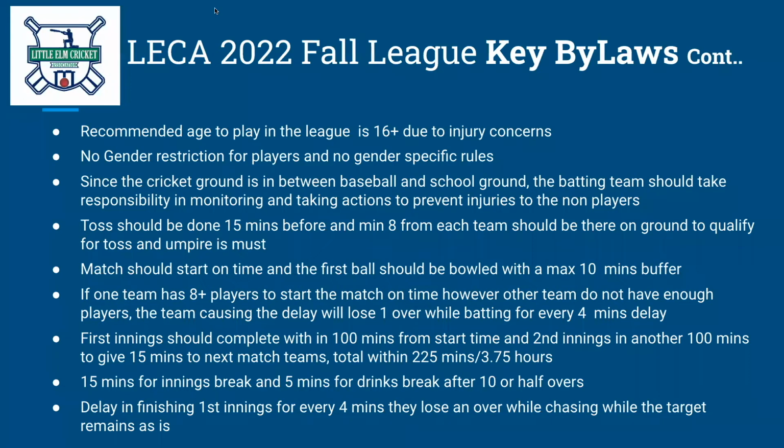And after that, for every 4 minutes of delay, there will be 1 over reduction for when the batting team is chasing, or if both the teams have less than 8 players, then the overall overs will be reduced accordingly. The overall play time for each innings is 100 minutes, that is 1 hour 40 minutes, and then 15 minutes of innings break, and then 5 minutes of drinks break after 10 overs. Then for delay in finishing the first innings, for every 4 minutes they lose an over while chasing.